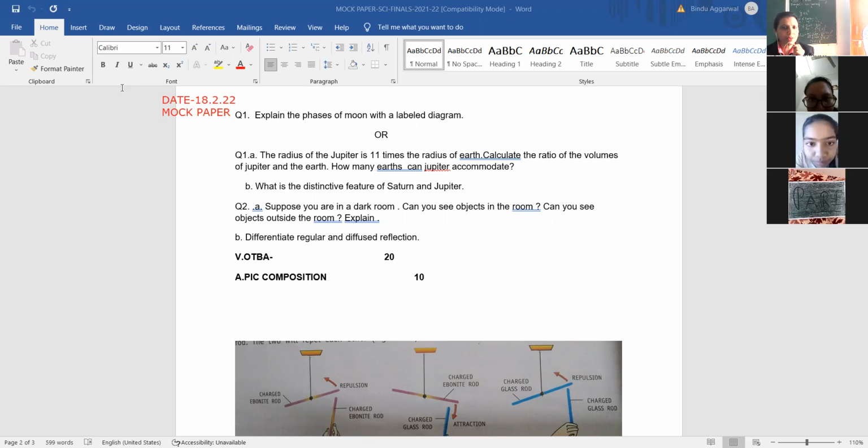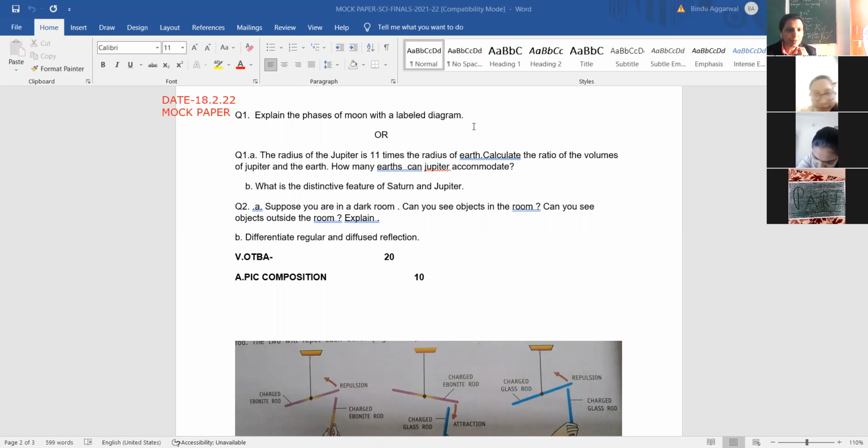And how many earths can Jupiter accommodate? Now you can calculate 1331. Number of earths Jupiter can accommodate. Okay. Is it clear, beta?